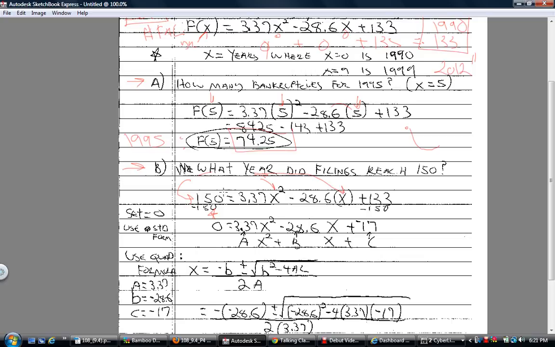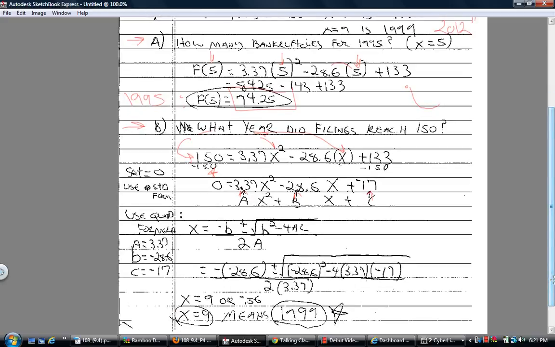Set all the terms over to one side equal to 0. Okay, now that you've done that, you now have your A coefficient, your B, and your C. And now you've got some decimal numbers here. You definitely got to use the calculator on this. It'd be crazy if you don't, I think.